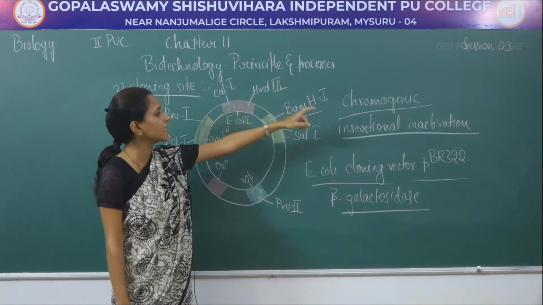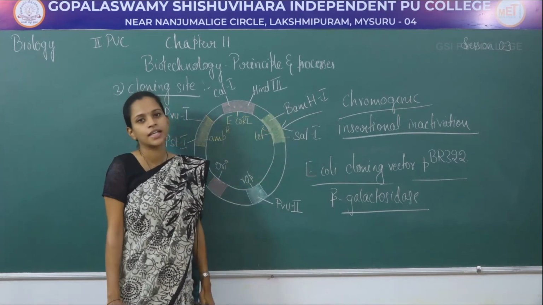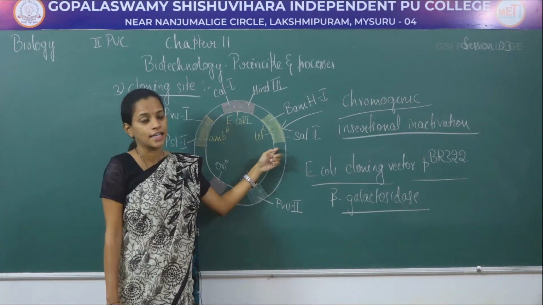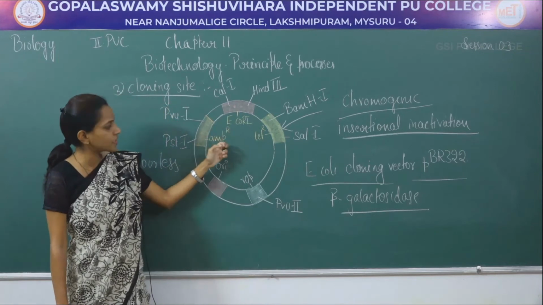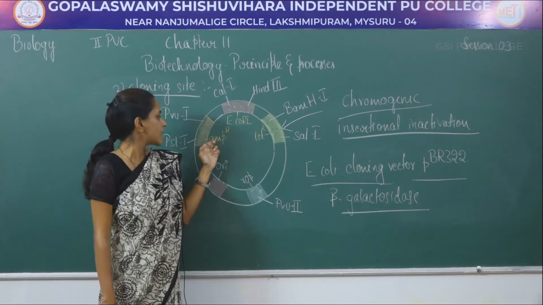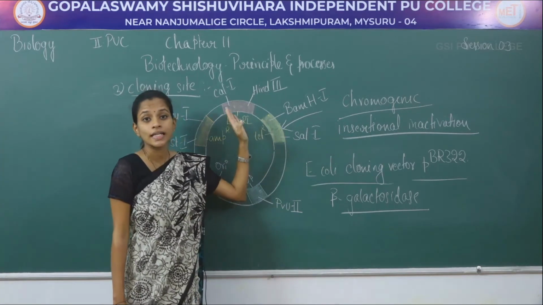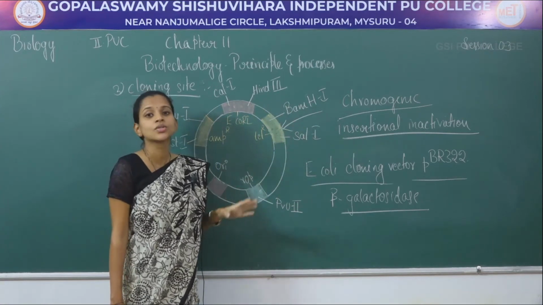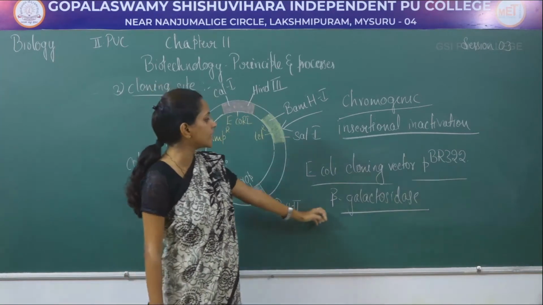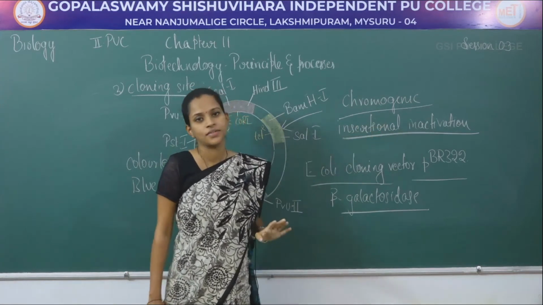If a particular insertion, an alien DNA or a foreign DNA, is introduced into this particular region, they will lose the ability to resist tetracycline. If it is introduced into this particular recognition site, they will lose their ability to resist ampicillin. So wherever there is insertion, it leads to insertional inactivation, that is, the recombinant DNA will be inserted into an enzyme called beta galactosidase, which initiates the process of insertional inactivation.